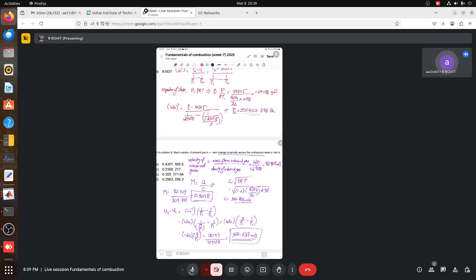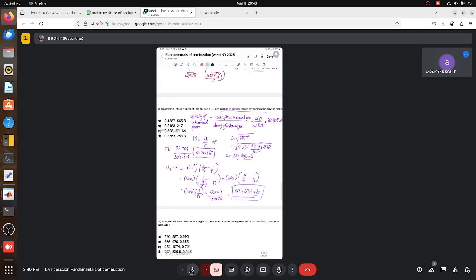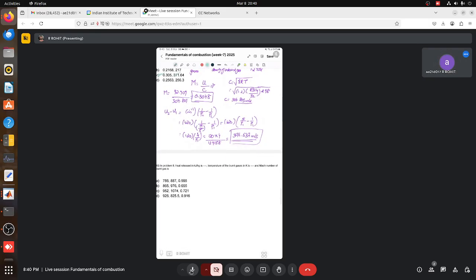So your answer will be option C, where your Mach number is 0.035 and your change in velocity across the combustion wave is 371.60. So your answer will be option C. So I hope it is clear. Now if you move on to the next question.